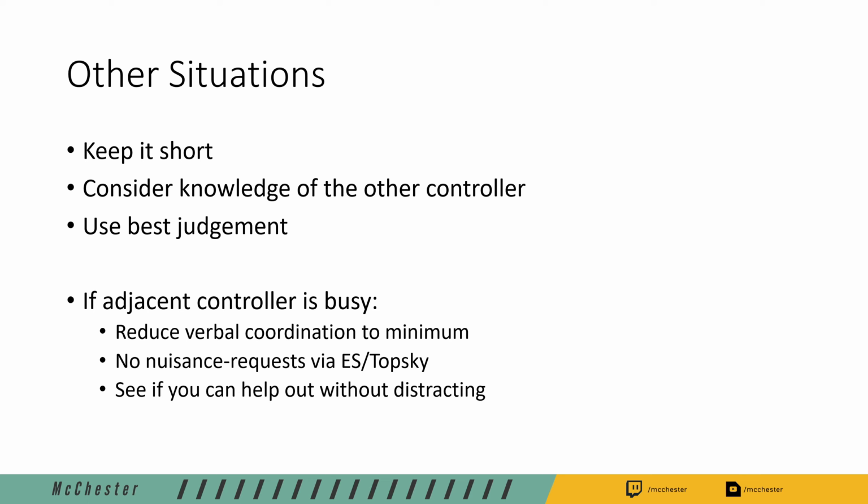And if the adjacent controller is busy, try to see if you can help him out without distracting. For example, by deconflicting problems within his own sector that you have some control about. For example, if aircraft are entering from your sector to his sector, and you can already, by, for example, a level change, avoid a potential conflict within his sector, you can do so and should do so in order to help him out.